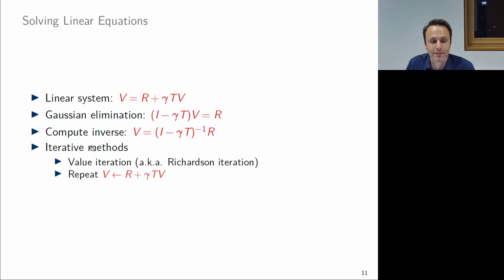And well, value iteration is one of them. And it's actually also a very popular one. And we're going to see that later on. It turns out to be the only method that can be used in some applications. So that's why people use the iterative method, value iteration, which is also known as Richardson iteration.